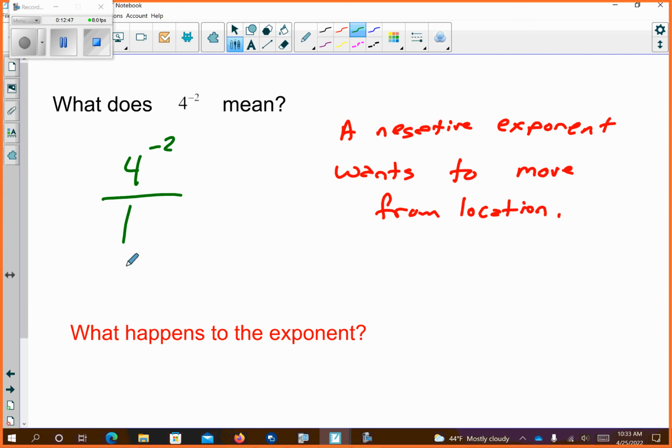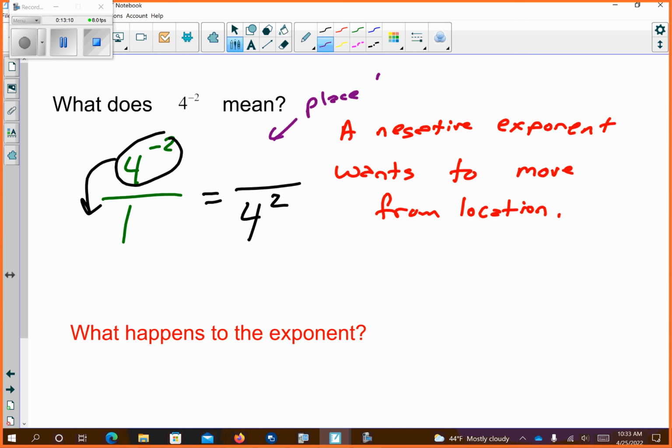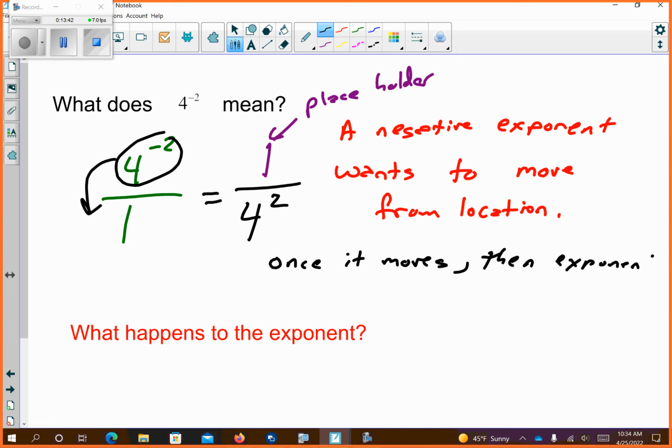That should be about the same exact thing. When I say it wants to move locations, if this moves down, I'm then going to get 4 to the second down on the bottom. Okay, it moved. I didn't flip the fraction, it just moved. What do I put as a placeholder? Not x. 1, good. Placeholder is 1. If everything moves from a location, this fraction did not actually flip over. A lot of people would say it did. No, the 4 to the negative 2 moved locations. It either moved from top to bottom or bottom to top. Once it moves, then the exponent changes signs.